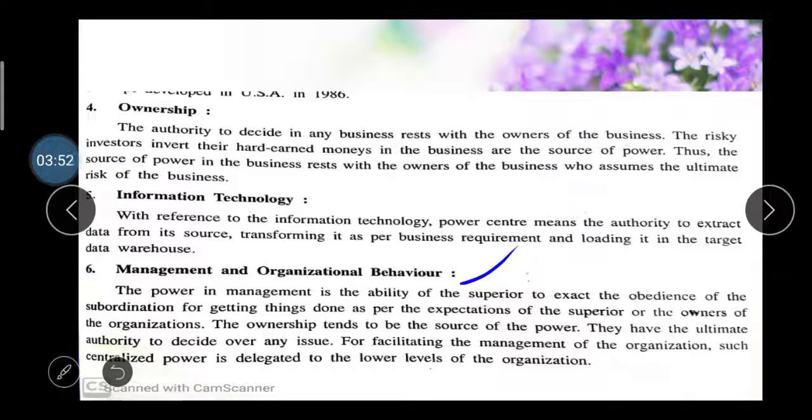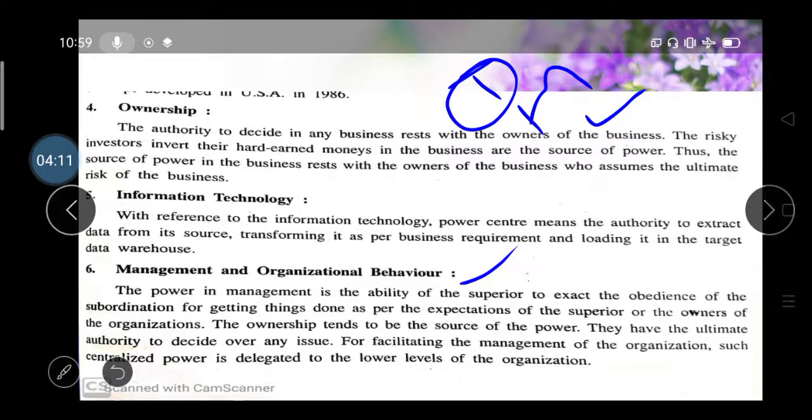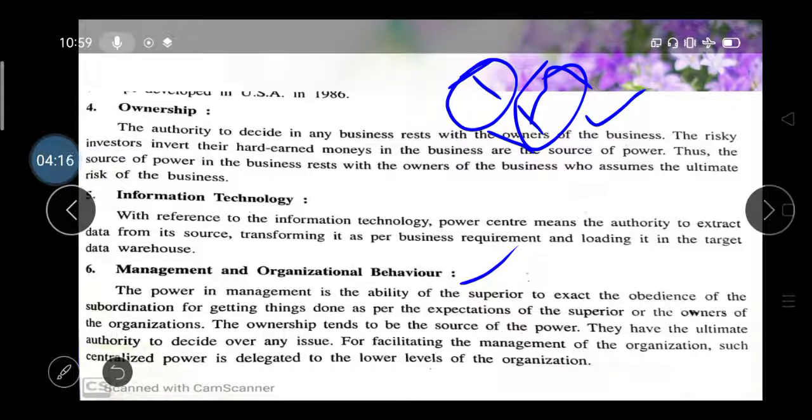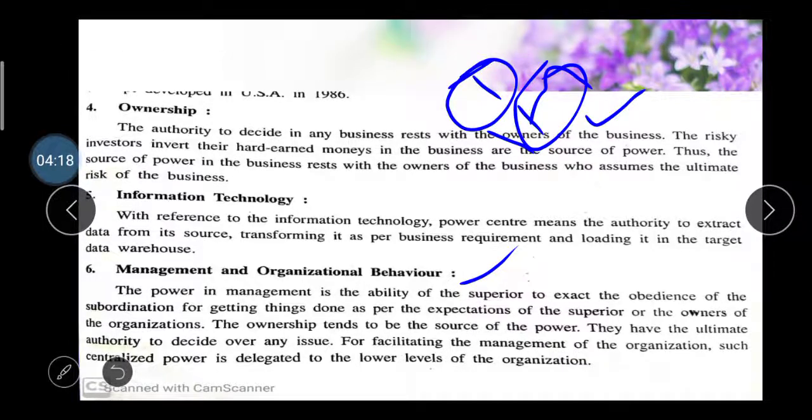For facilitating the management and the organization, such centralized power is delegated to the lower levels of the organization. This means various types of delegation of authority are given in the organization. There is the top authority, then middle level and lower level management. Top level management gives delegation and authority to the middle management, and middle management gives orders and commands to the lower level management, and they have to follow the rules and regulations given from the middle level management.